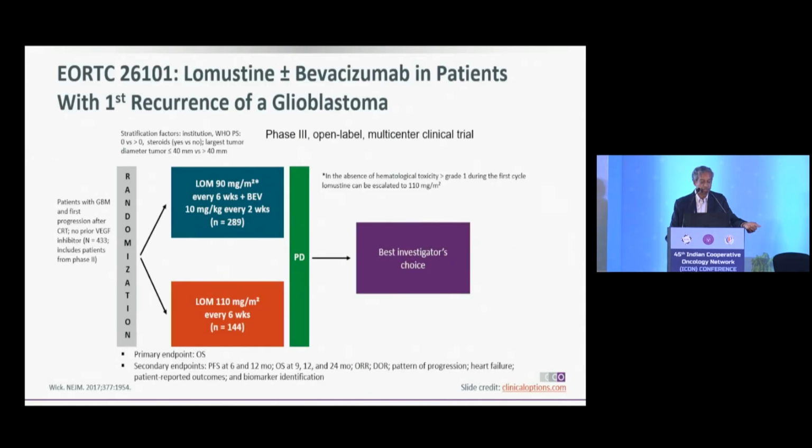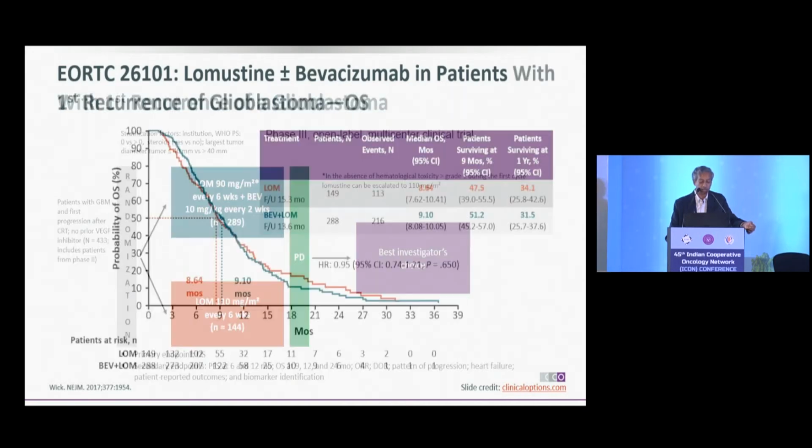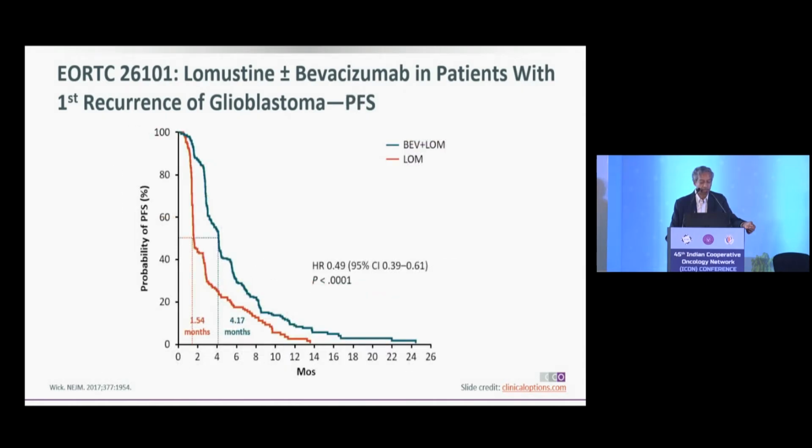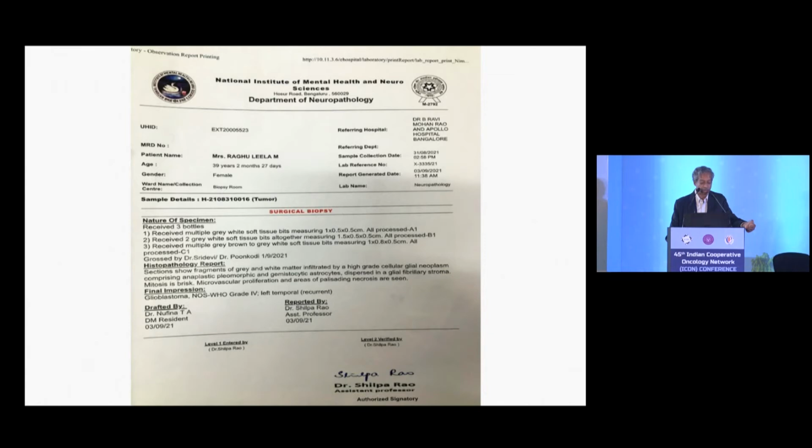So this is one study which looked at lomustine plus bevacizumab. This is in recurrences, and this is the EORTC 26101 study, and you can see the randomization here. And this is looking at the overall survival, and this is the progression-free survival. So there is some benefit of this combination in recurrent glioblastomas. So by this time we got this histopathology report. The histology was again very similar, GBM, not otherwise specified.